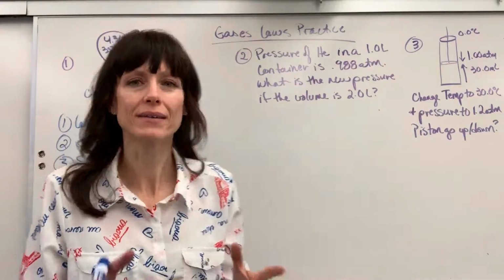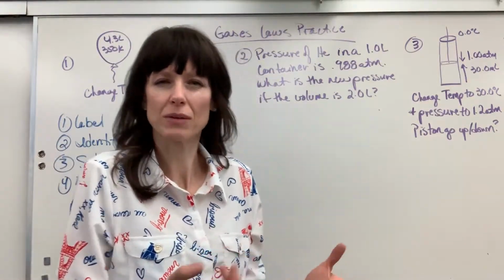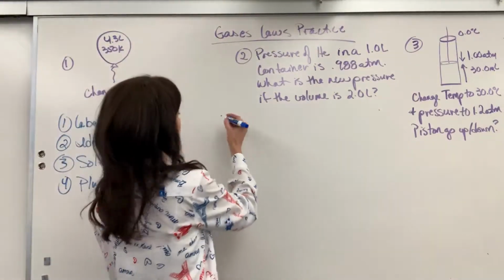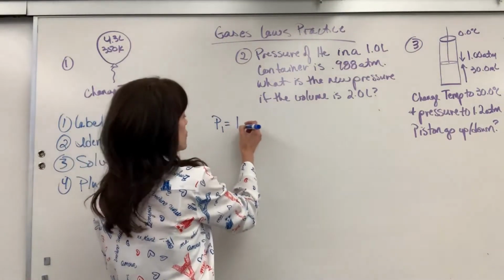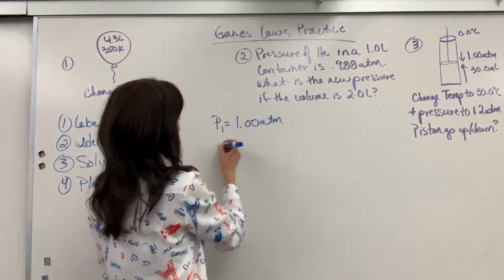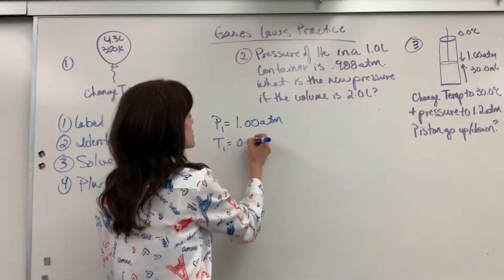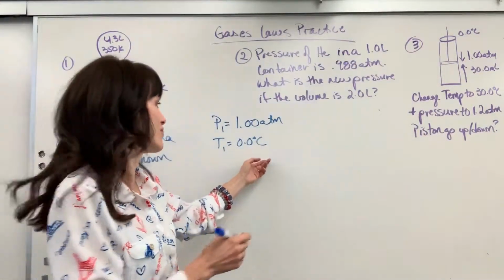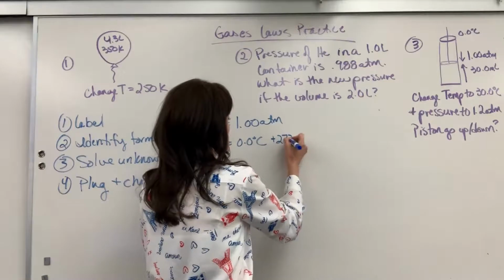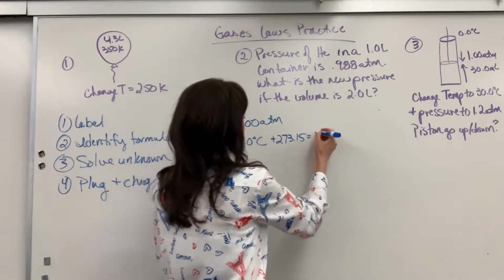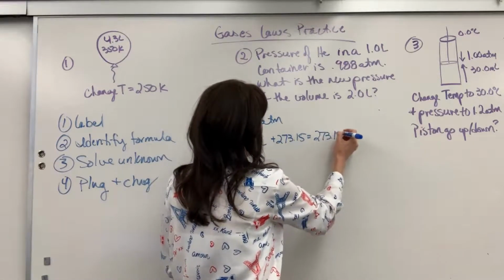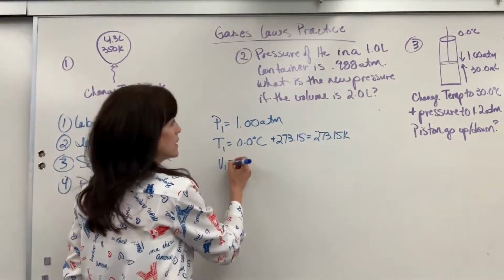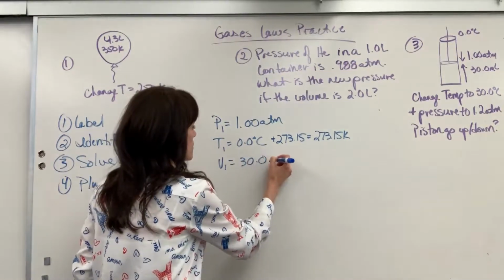Okay, let's go ahead and label, and then we'll start thinking, see if we can predict what we need to do. So initial conditions, we are going to have an initial pressure of 1 atm, an initial temperature of 0 degrees Celsius. Again, we have to have this in Kelvin. So let's go ahead and add the 273.15. That will give us 273.15 Kelvin. Our volume is 30 mL.